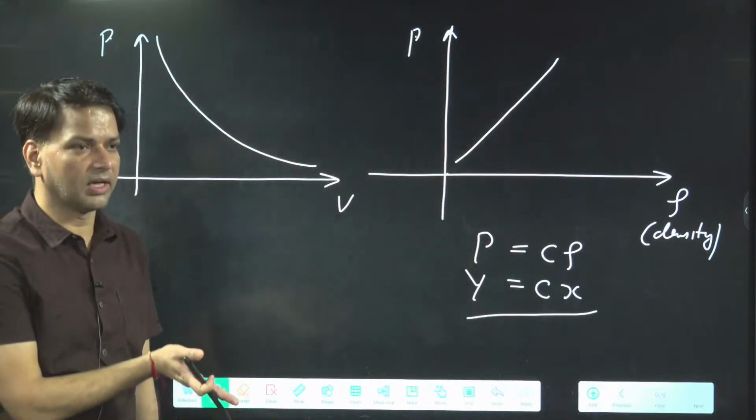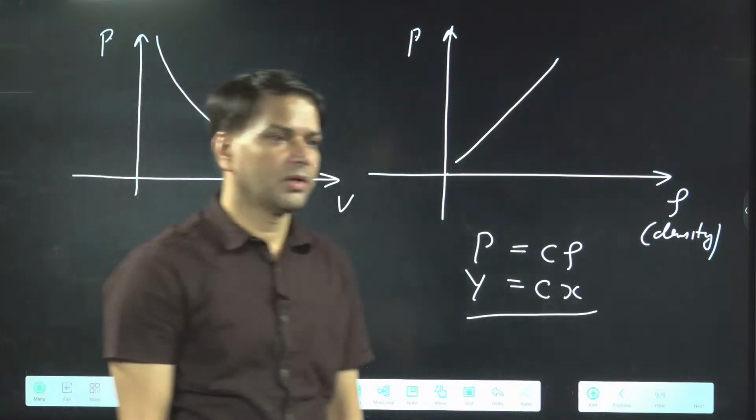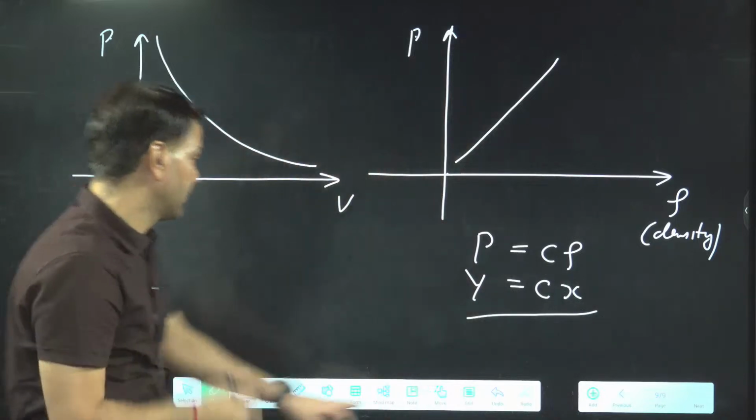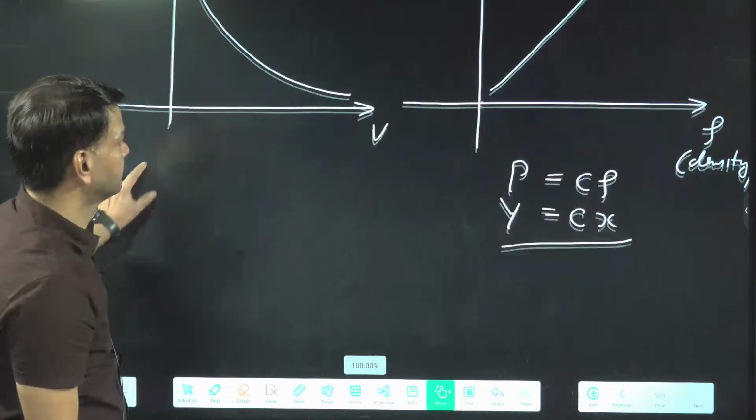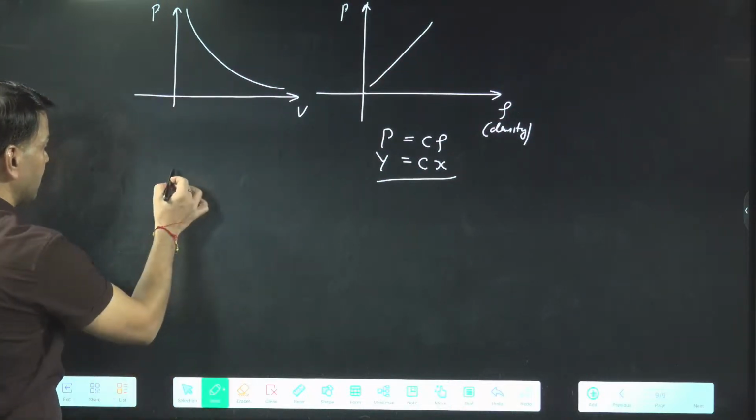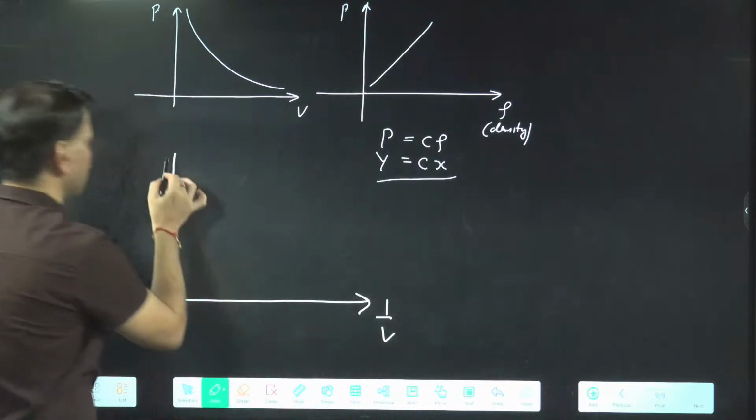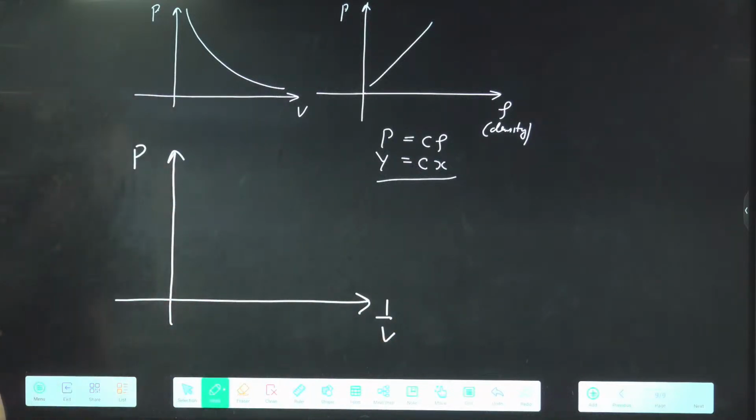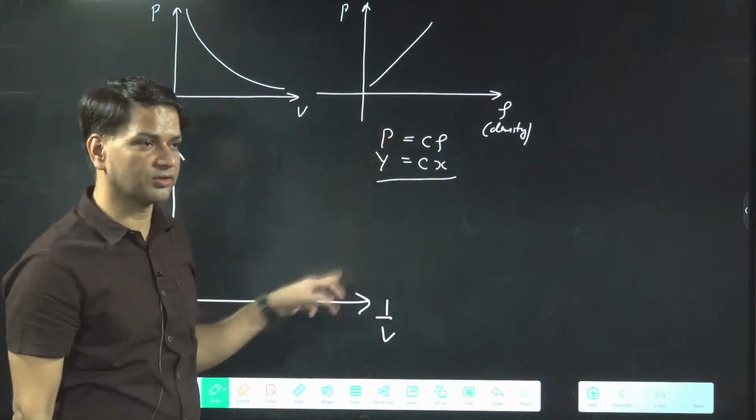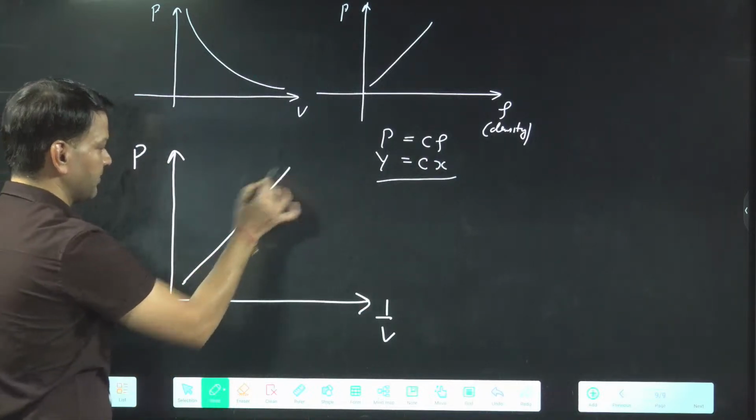The pattern will be the same, the line passing through the origin. Understood or not? What is this graph? Basically this and this are the same relation. Density is mass by volume. So you'll get the same graph, a straight line passing through the origin.